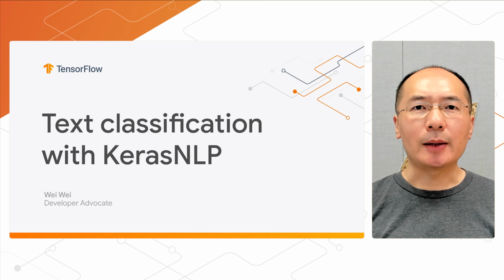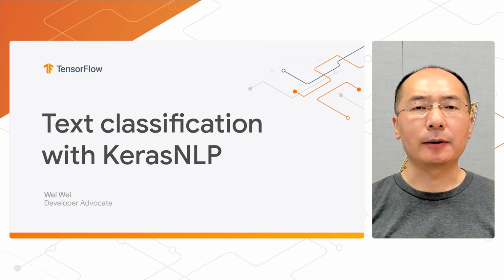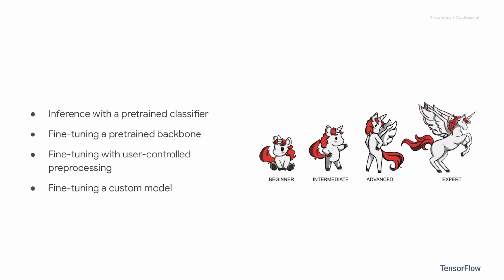In our previous episodes, we have mainly focused on computer vision. Starting from this episode, we're going to move on to natural language processing with KerasNLP. Specifically, we'll be talking about text classification today. We're going to take a progressive approach of going from basic inference with a pretrained classifier all the way to the more advanced task of fine-tuning a custom model.